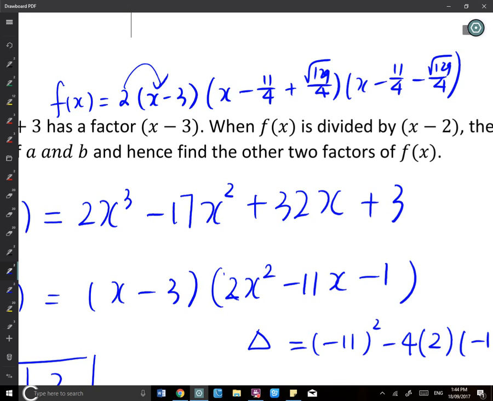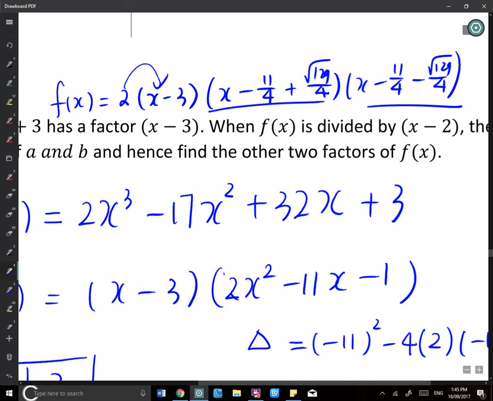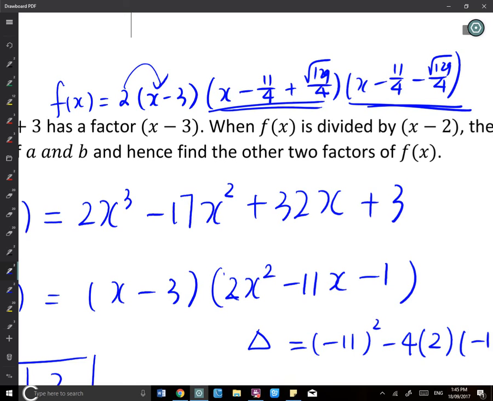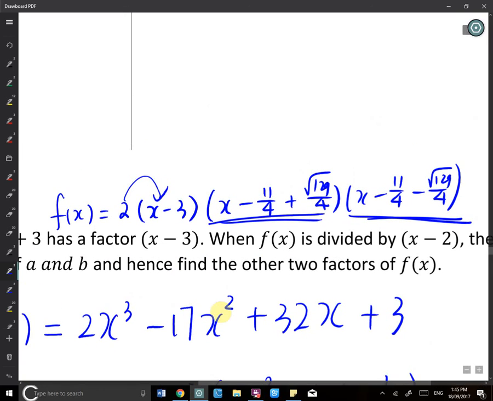Okay, so the question said find the other 2 factors. Everyone, I'm not finished talking. So what are the other 2 factors? Here. Those 2. You don't need to worry about the 2. If you really worry about it, just combine it with any factor. You don't only have a unique solution. That 2 can be put inside, and then this one is still the same.